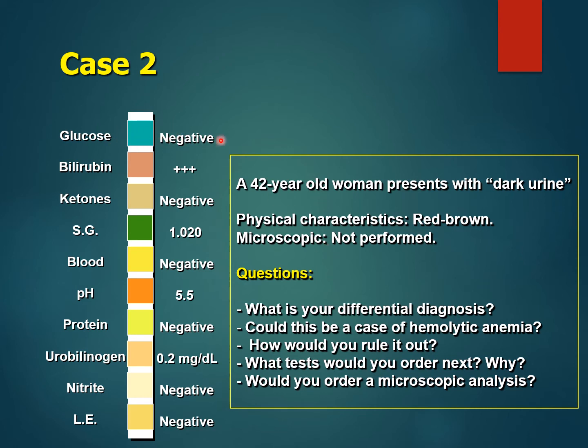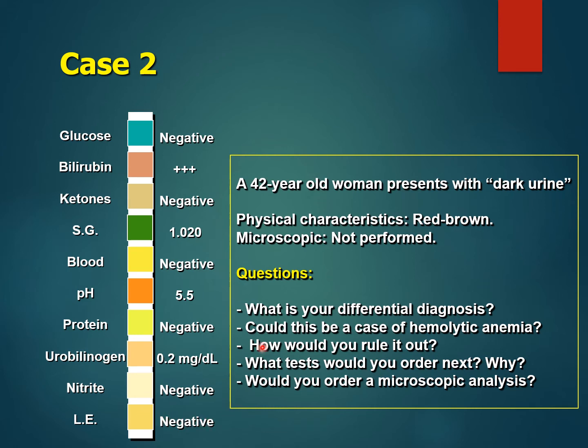Glucose is negative. Bilirubin is 3 plus, so a big amount of bilirubin is there, discoloring the urine. I think you came to something now while reading this. Ketone is negative. Specific gravity is 1.020 and this is normal. Blood is negative, so the red brown is not blood. pH is within its normal range, 5.5. Protein is negative. Urobilinogen is within normal. Nitrite is negative. Leukocyte esterase is negative.